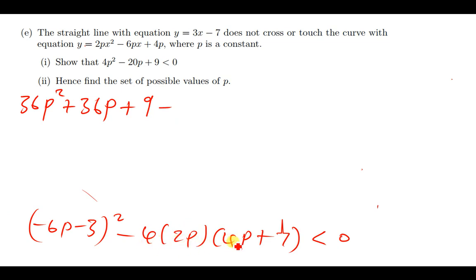So this is 8p times 4p, this will give us negative 32p squared. Then we also have negative 8p times 7 there. So 8 times 7 is simply just 56. So this one will give us negative 56p. Then we're saying this is less than 0. So we're still simplifying.